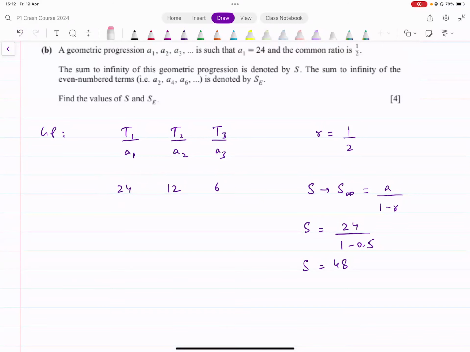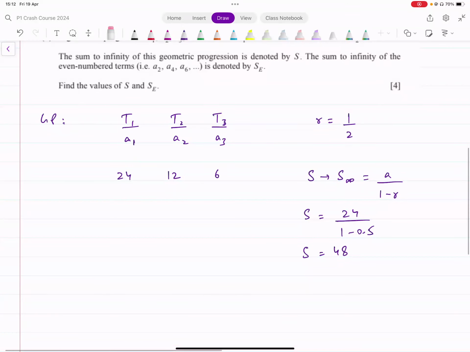Now it says the sum to infinity of the even numbered terms is denoted by SE. Find the values of S and SE. Now we have found the value of S already, 48. What about SE? That's the sum of the even number terms. Let's see how that progression would look like.